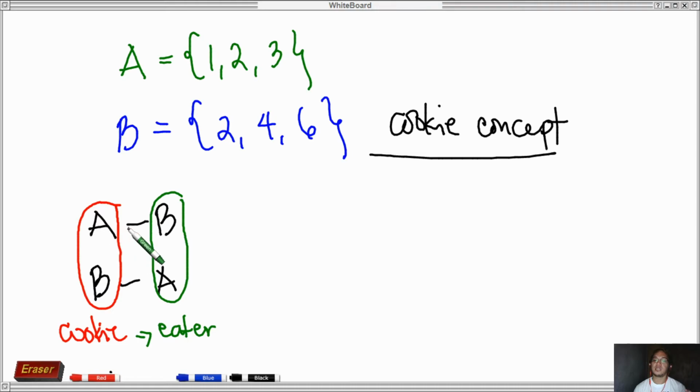A is eaten by B. So A this time is the cookie, and B is the eater, the person eating cookie A. But for this one, B by A, meaning B this time is the cookie and A is the eater. Now, these are two very different illustrations of the difference of sets. Both are differences, but they are not the same.